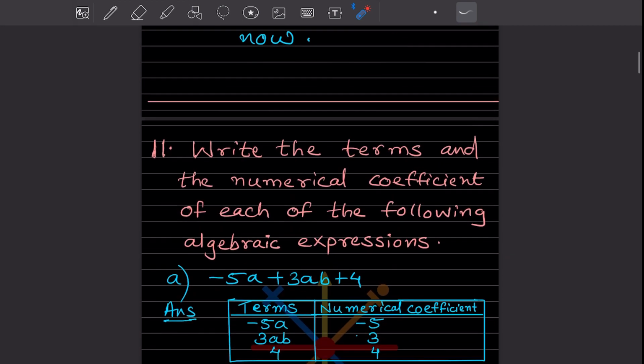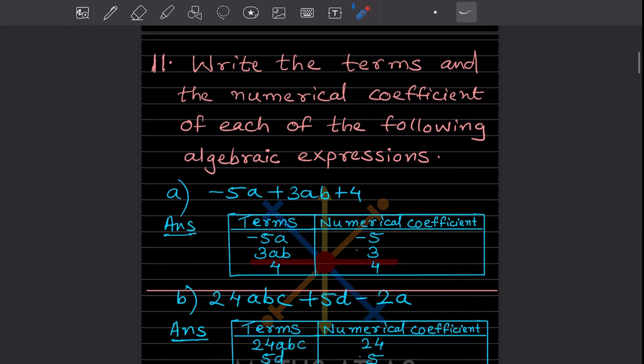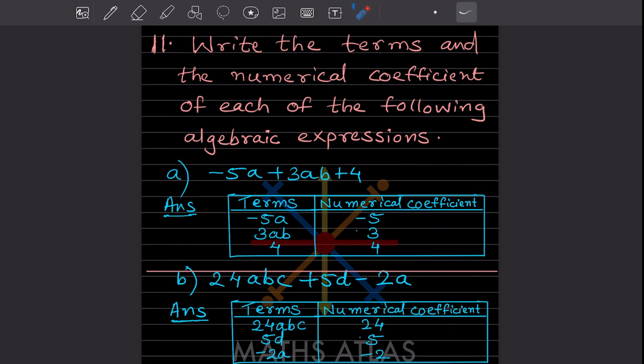Okay, so now the next question says to write the terms and the numerical coefficients of each of the following terms. This is given. How many terms do we have? 1, 2, 3. So I divided this into sections, the terms and the numerical coefficients. This term I wrote here along with the sign, and 4 I wrote here. For the coefficient, we mean just the number, just forget about the variable. So minus 5 along with the sign. Forget this variable, 3. This 4 is alone, so 4.